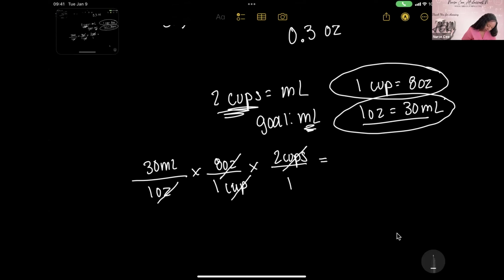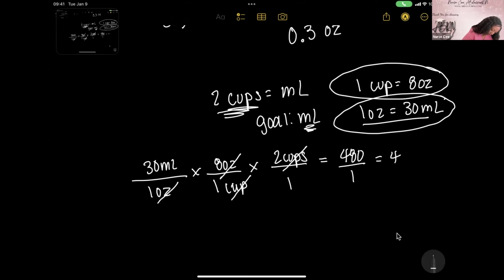And so now I can multiply across the top, multiply across the bottom, and then divide. So we'll do 30 times 8 times 2, which is going to be 480 over 1. So that'll give us 480 milliliters. So you see how everything crosses out on the bottom, on the top, except for your goal, which is right here. You start with what you're looking for. You don't have to go and find it, okay?